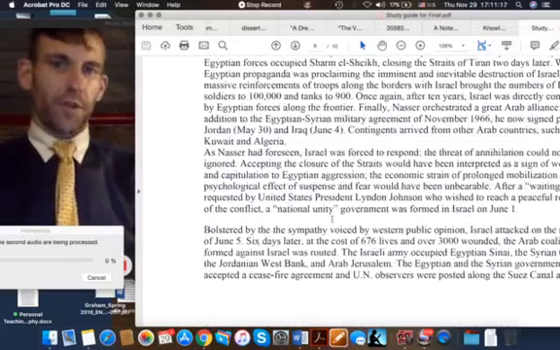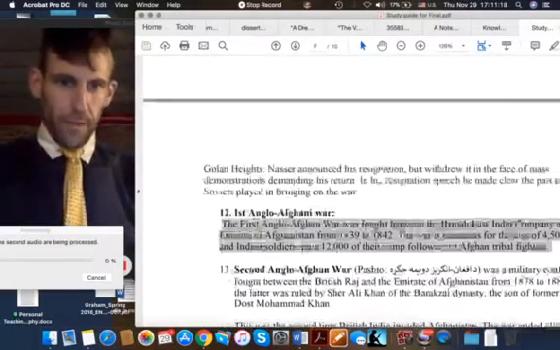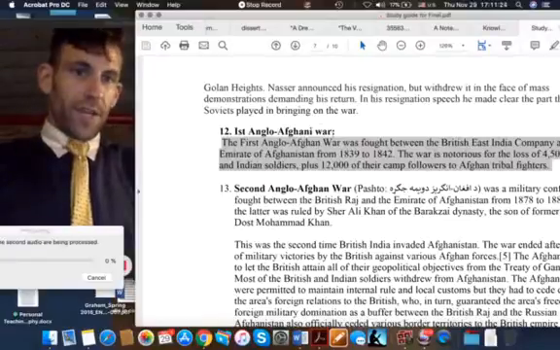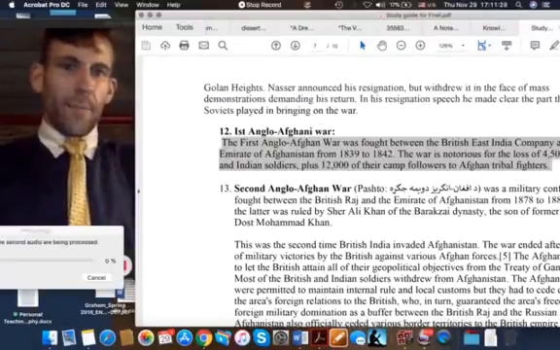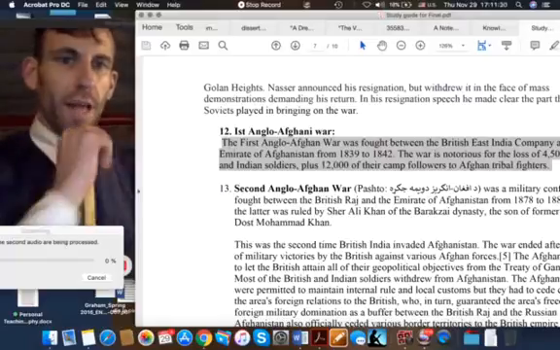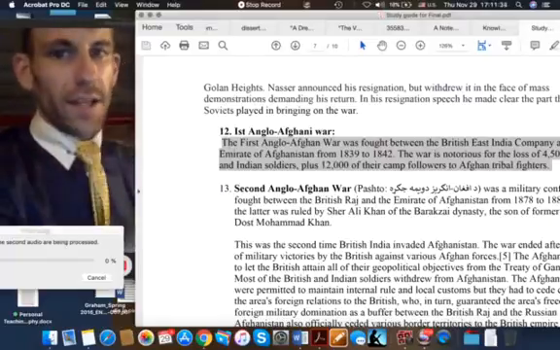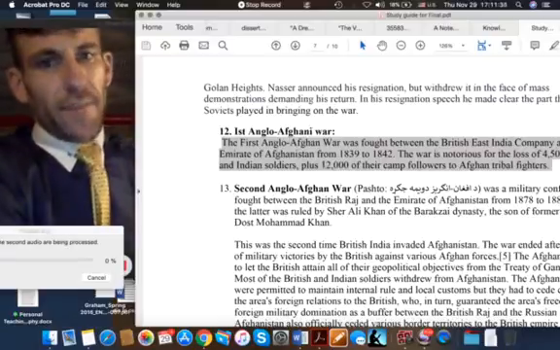But here's the whole history of the war. Know this. The first Anglo-Afghan War was fought between the British East India Company and the Emirate of Afghanistan from 1838 to 42. A bunch of British and Indian soldiers were lost, but more than triple that number of Afghans were lost because of the technology difference again.